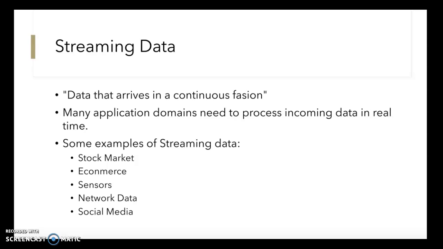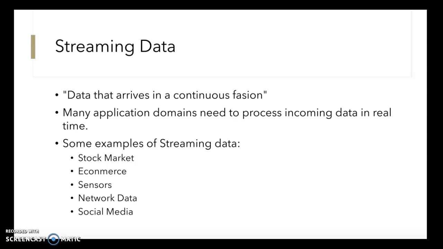So section 10.5 starts off with streaming data, and streaming data is data that arrives in a continuous fashion. Many application domains need to process incoming data in real time. The textbook then gives some examples of streaming data, and the first example is stock market. Each trade made is represented by a tuple, and the trades are sent as a stream to processing systems.